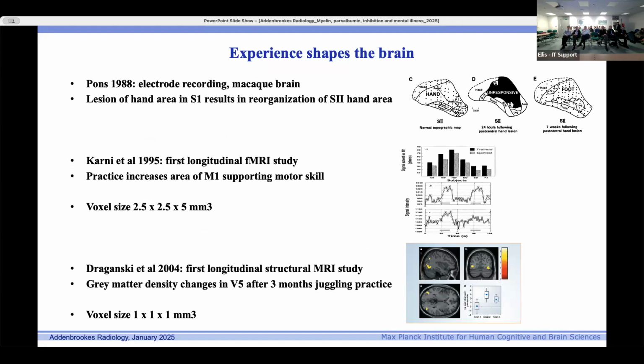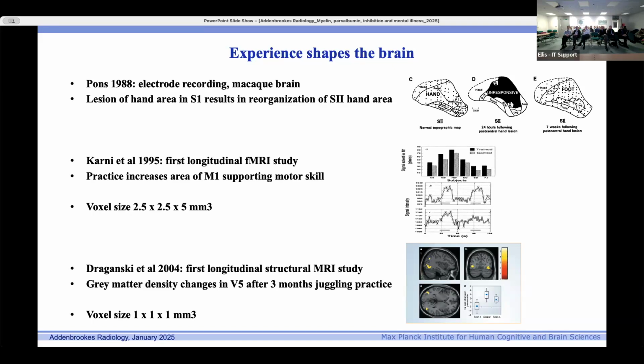So we know that experience shapes the brain, and these are three studies which were fairly important in this development. The first one was done with electrode recording in the cat brain, where they found that if you lesion the hand area in the primary sensory cortex, it resulted in the reorganization of the secondary hand area in S1, S2. So the brain reorganizes itself in response to lesions.